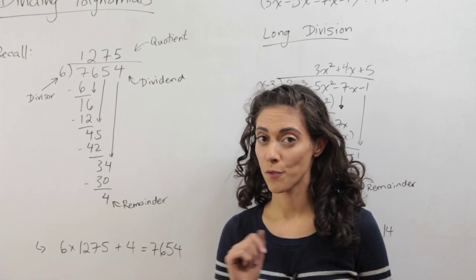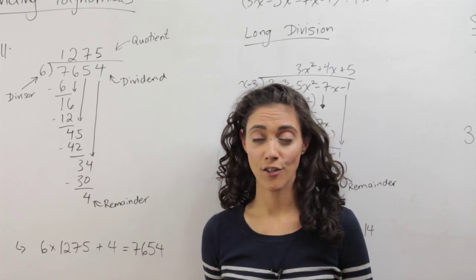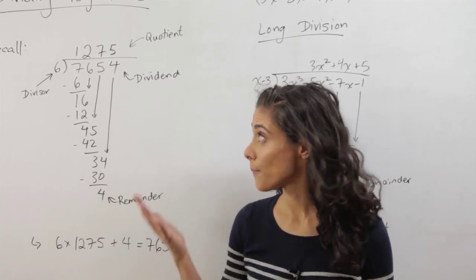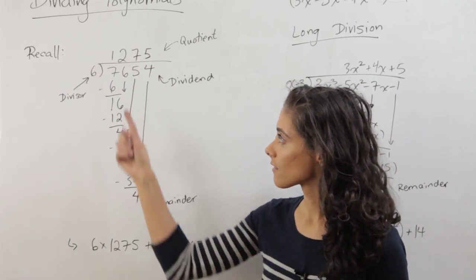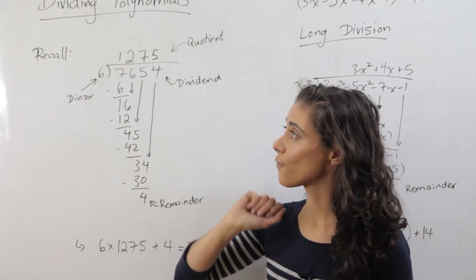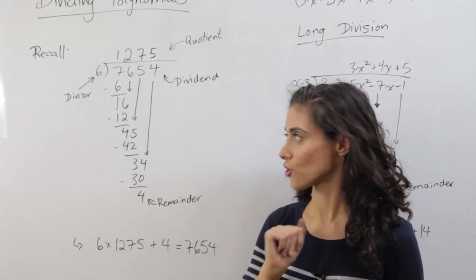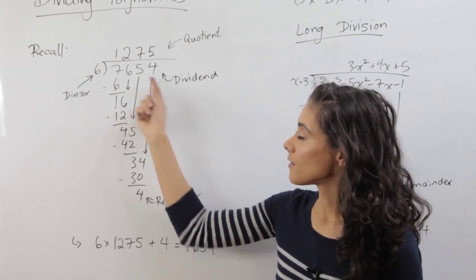So we're going to divide polynomials now, and we're going to do it in much the same way that you divided numbers in middle school. So let's throw it back. If I want to divide 7,654 by 6 through long division, you do one digit at a time, right?